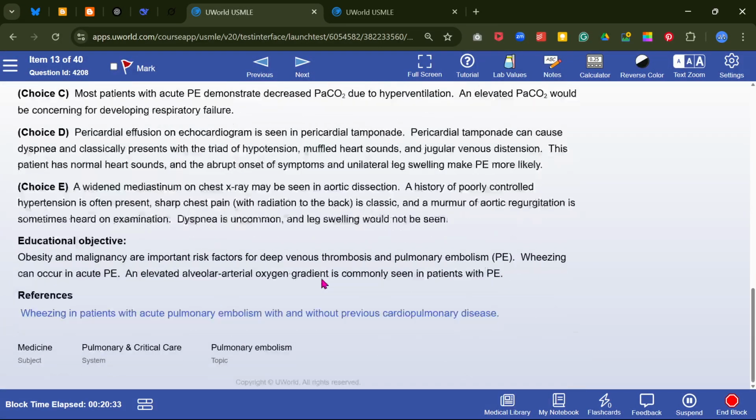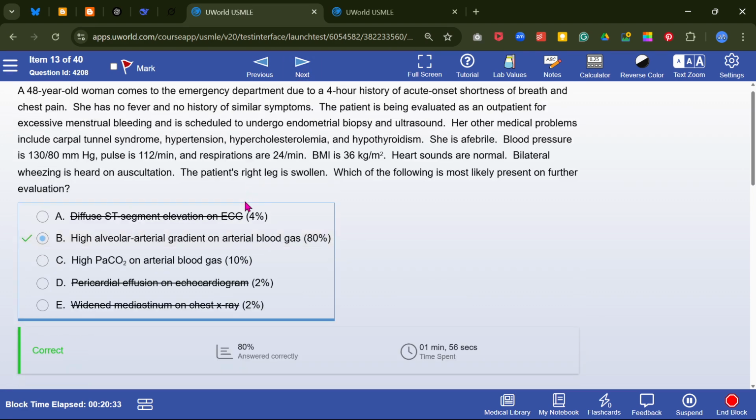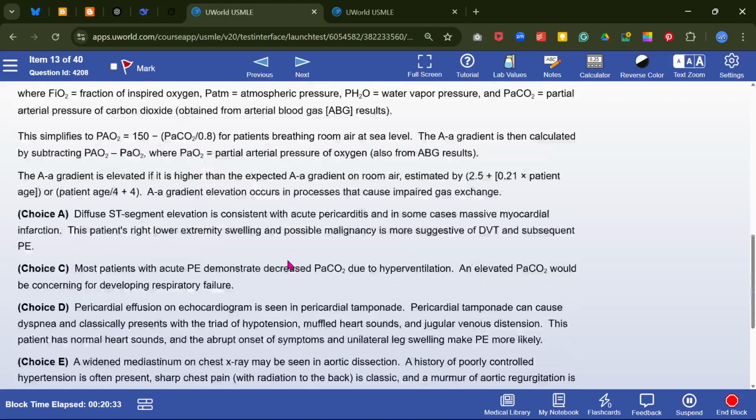Do you understand, anything else with that calculation? I have got the idea. Okay, it is pulmonary embolism. So a high AA gradient is calculated by patient age divided by 4 plus 4. That's it.